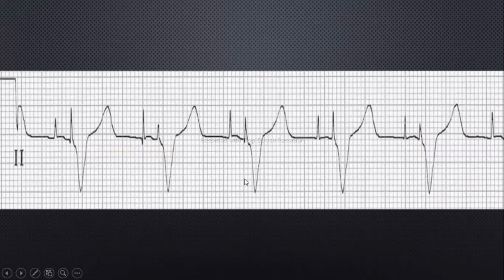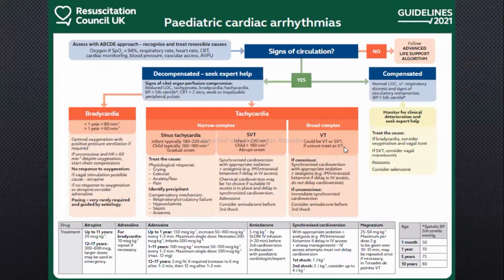So the next step, you will check mechanical capture. Mechanical capture means you will check blood pressure, you will also check pulse and GCS. Okay, so here also pediatric arrhythmia. Here you have to check signs of circulation. You will follow the ABCDE approach as we said: airway, breathing, circulation, disability, and exposure.